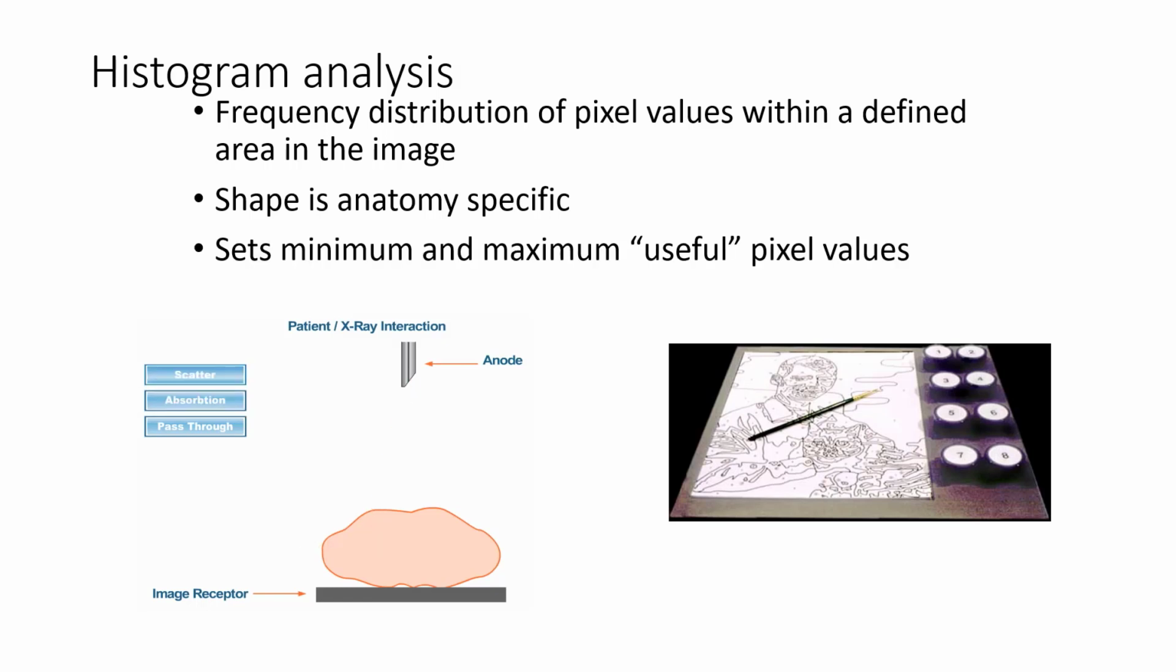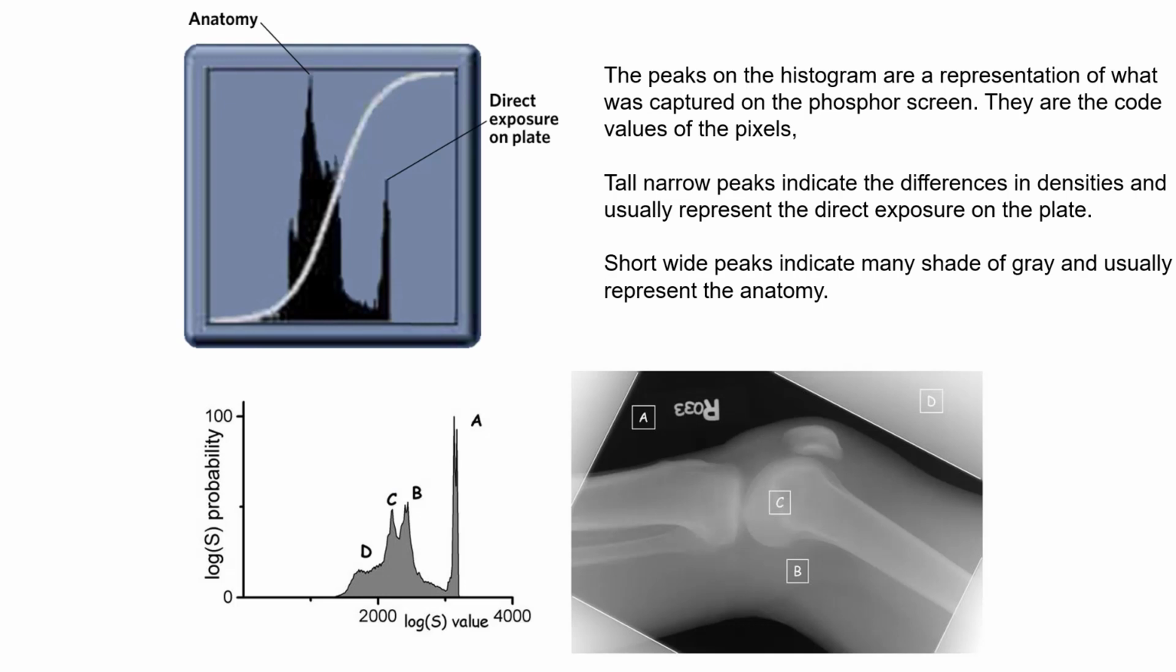In this process, we have to set up a minimum and maximum of useful pixel values, or the dynamic range. The peaks on the histogram are a representation of what was captured on a phosphor screen. They are the code values of the pixels. The tall, narrow peaks indicate the differences in densities and usually represent the direct exposure on the plate, in other words, the collimation. The short, wide peaks generally represent the anatomy in shades of gray.